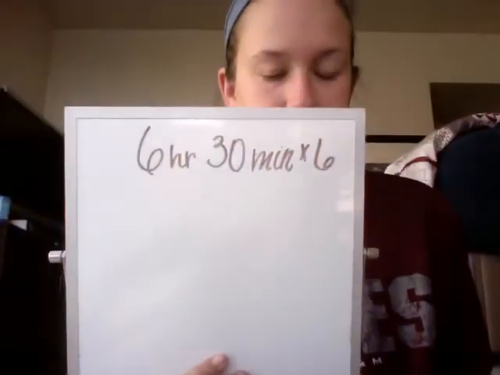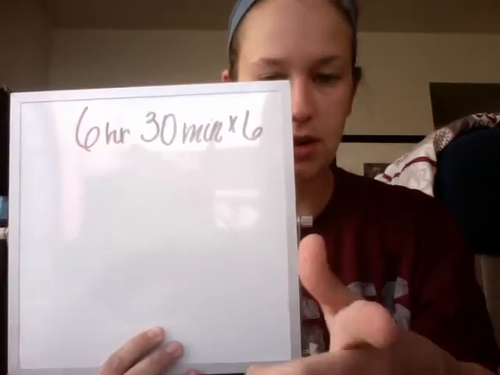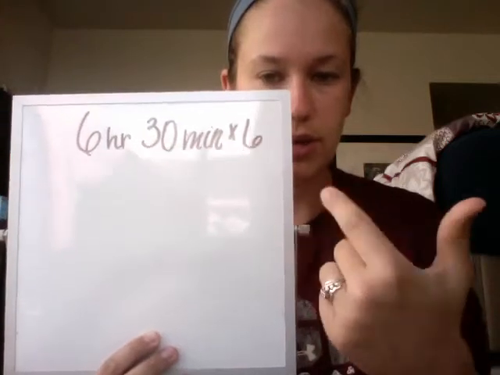Okay. So, let's do some practice problems. You'll do them there, I'll do them here. All right. Let's do 6 hours and 30 minutes times 6. 6 hours and 30 minutes times 6. You do it there, I'll do it here, and we will compare.